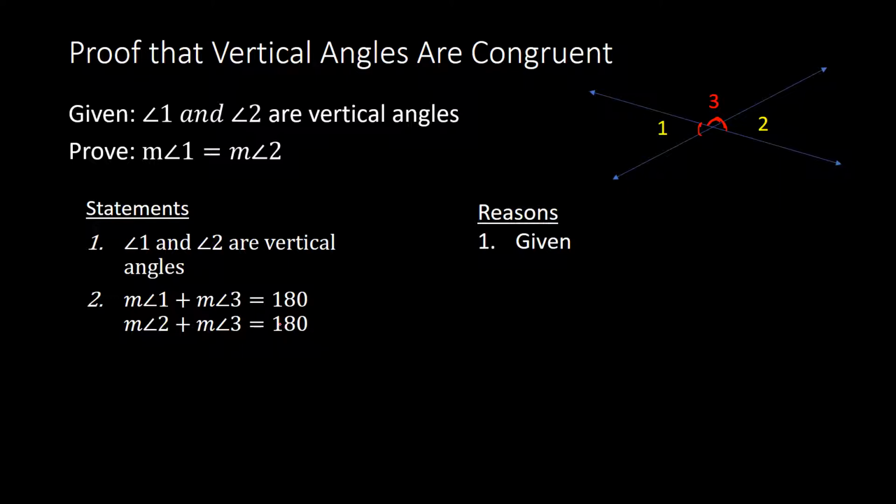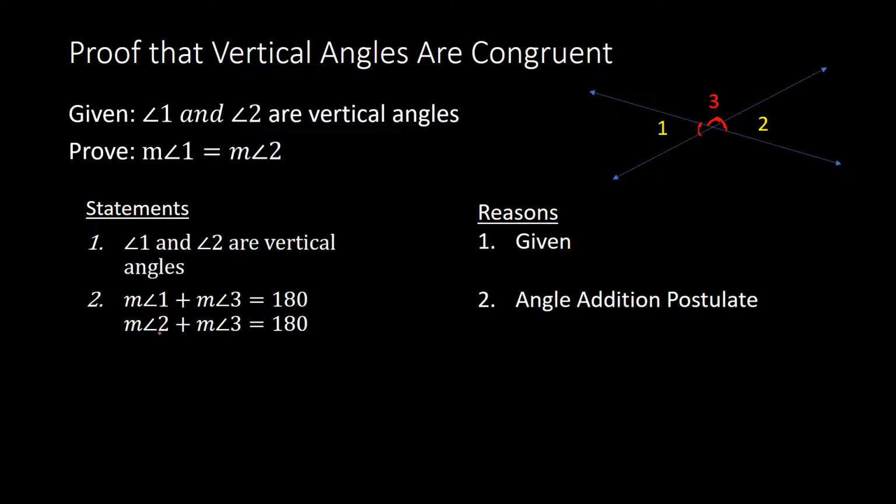By the way, we also need a reason for this. Why can we add these together to get 180 degrees? Well, that would be your angle addition postulate, which says that we can add two small angles together to equal the measure of the bigger angle. In this case, we happen to know the measure of the bigger angle of this straight line to be 180 degrees. So now from here, notice the two equations are equal to 180.